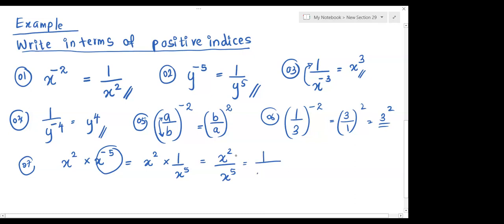We can subtract 2 by 5. That means 5 subtract 2. Then we obtain 1 upon x to the power of 3.